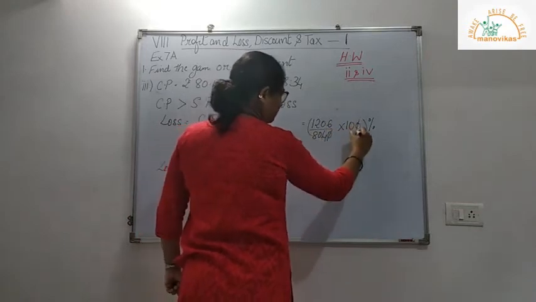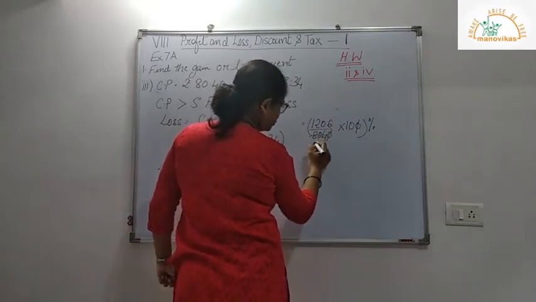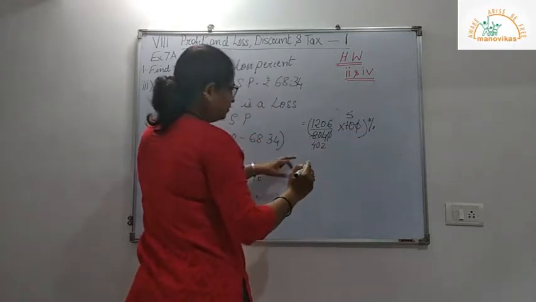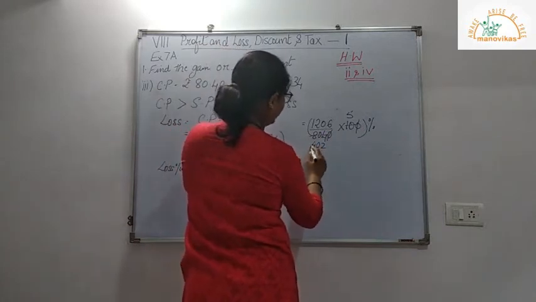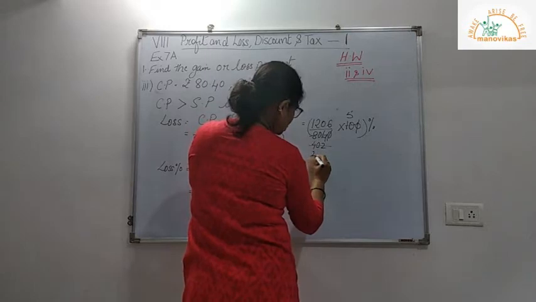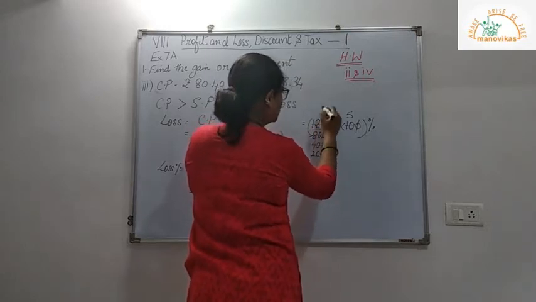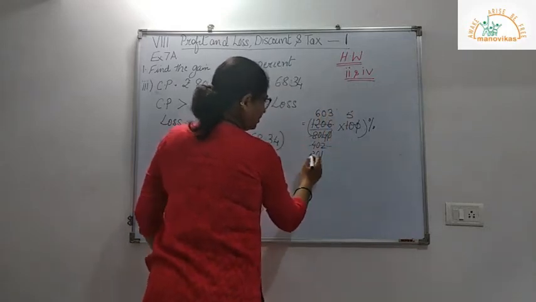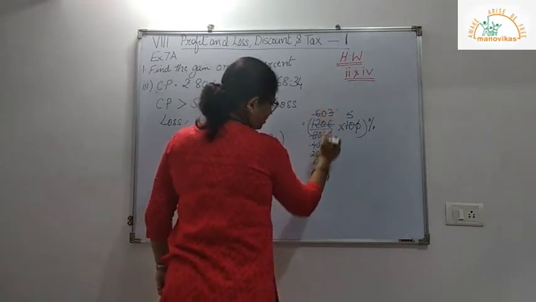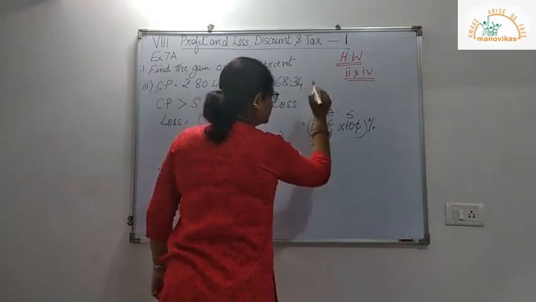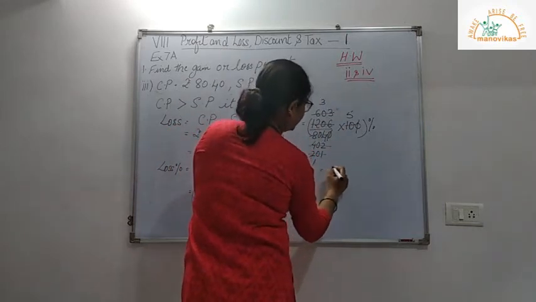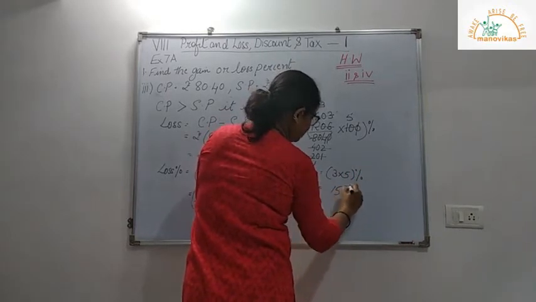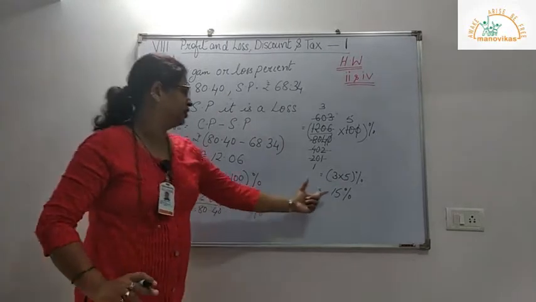Now I can cancel here. I cancel this 0, then I cancel this with 2. 2 4s are 8, 0s are 0, 2s are 2, here 5. Then again this will go with 2: 2 2s are 4, 0s are 0, 1s are 1, 2 6s are 12, 0s are 0, 3s are 3. Now here 201 1s are 201 and 201 into 3. So I get 3 into 5%, which is equal to 15%. So here my loss percentage is 15%.